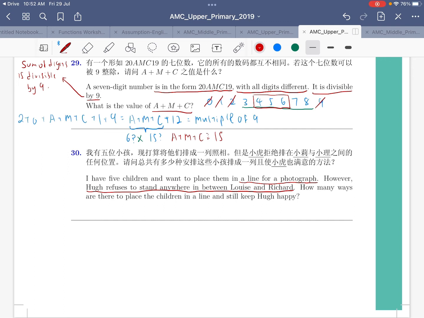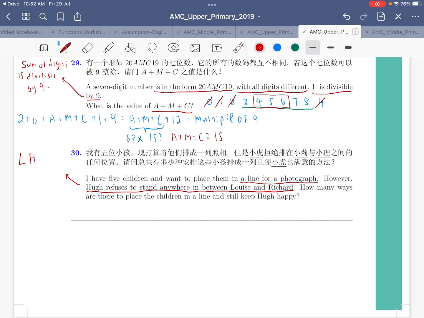Now, in this case, it's very important for us to keep a lookout for the phrasing of the question. Hugh refuses to stand anywhere in between Louis and Richard would really just mean, be it anywhere. So suppose Hugh represents H, Louis represents L, and R represents Richard. Basically, Hugh cannot stand anywhere in between Louis and Richard. So things along this line will not work. Hugh cannot stand in between Louis and Richard.